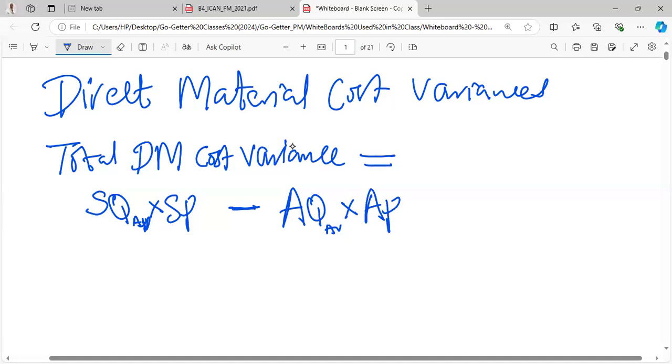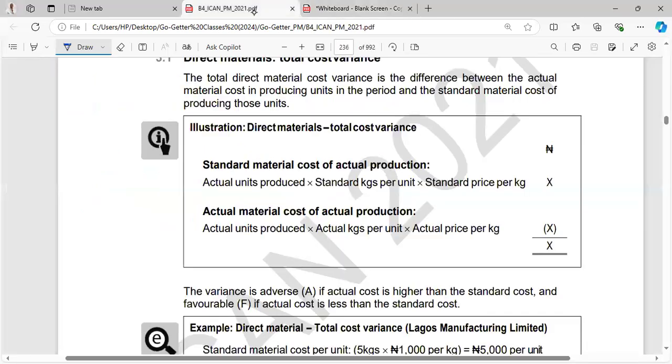So that's the formula here. You see here, standards are written first. It means that the expected is the standard. The standards are written first, then the actuals are next. So standard quantity, standard price, actual quantity, actual price. That is what it is here.